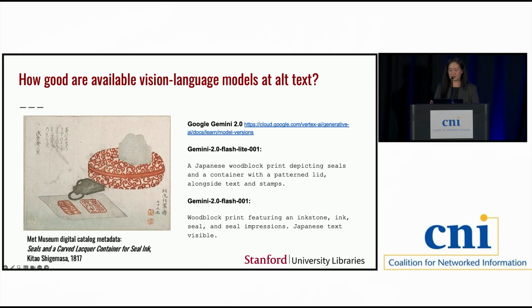So if locally run models are following this same trajectory as the cloud-based models, we can be optimistic that they could be suitable for generating alt text at scale. And our next slides will then detail our investigations regarding how to get the best performance out of the current state of the art in local vision language models. So I'll hand it back to Peter.